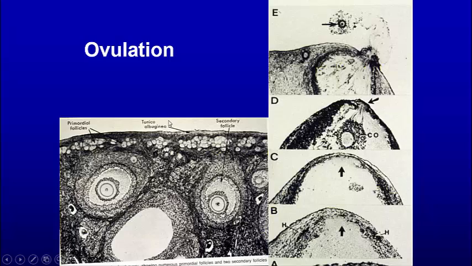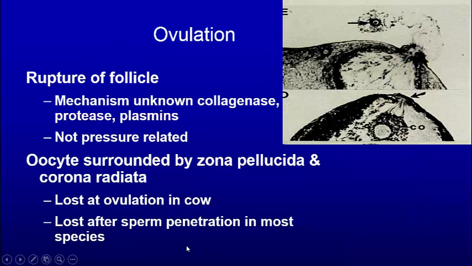And ovulation. Ovulation has to occur. It has to rupture through the germinal epithelium on the surface, and then through the connective tissue, ultimately to be ovulated. And so we don't really know. It just gets thinner and thinner and thinner, and then finally it just pops out like that. So the mechanism of release is really unknown. They don't know. Proteases are involved. Plasmins are involved. No pressure. It's not like it fills full of pressure and pops. It doesn't pop.